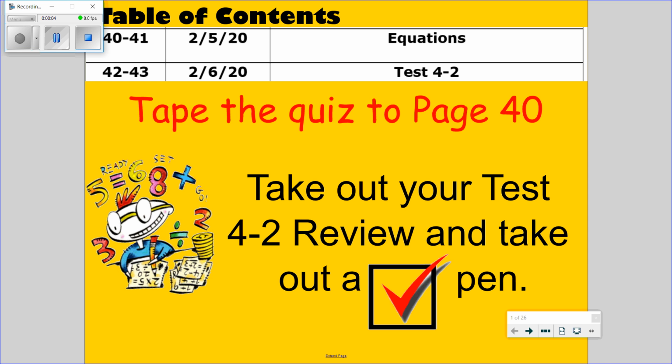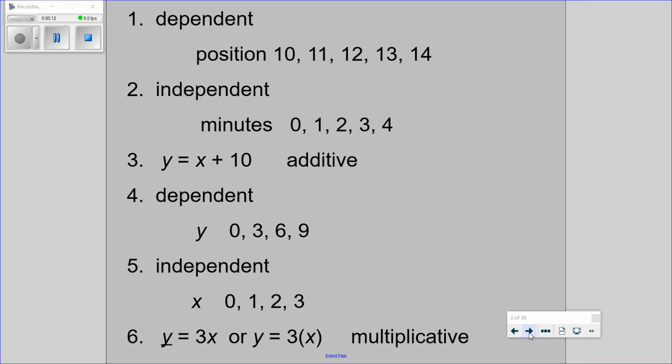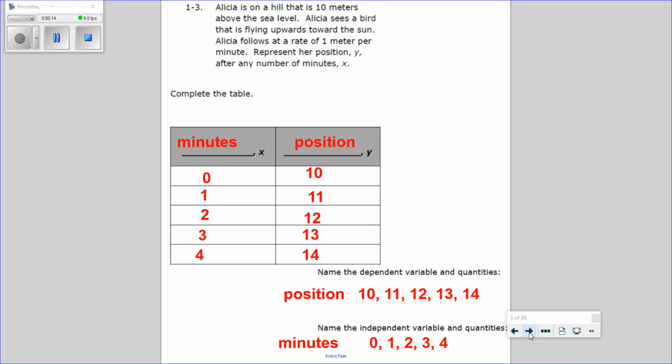So, academic students, you're about to take test 4-2 tomorrow on February 7th. So, what do you need to know in order to be successful? Well, you need to know the following. You need to know dependent variable, independent variable. You need to know how to, given a table, which side is the x, which side is the y. You need to know how to write an equation from the table. So let's practice that right now.